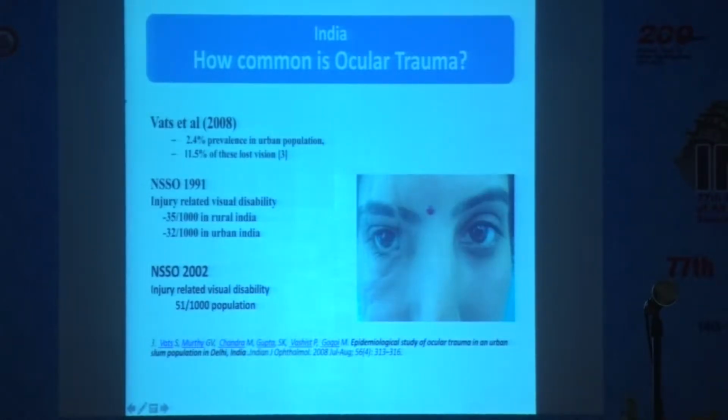More figures. A survey by Watts et al. found 2.5% prevalence in the urban population, with almost 1/10 of them losing vision. And in the National Statistical Organization related data, both for urban and rural, the figures are alarmingly significant, almost 5% here as well.